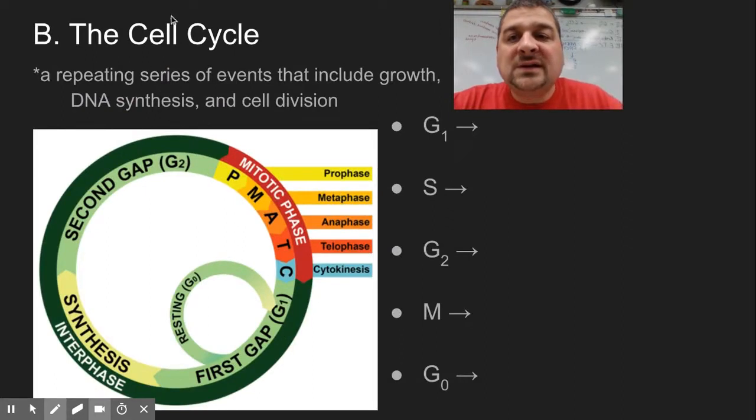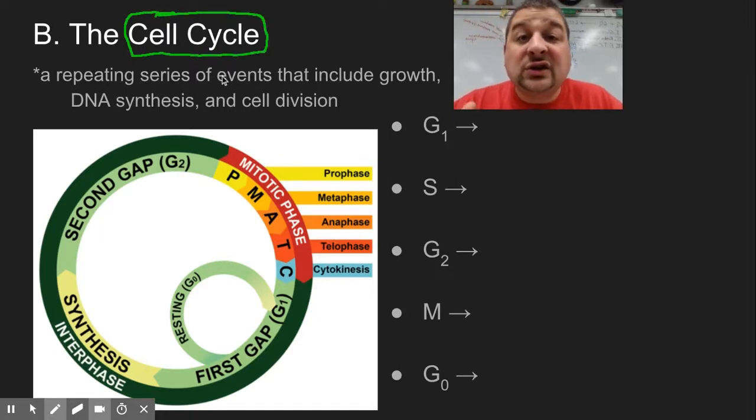Okay, one of the first things before we actually discuss division is this idea of a cell cycle, just the normal daily life or life pattern of a cell. Okay, so repeating series of events that include growth, replicating the DNA, and then actually dividing into two. So kind of the lifespan of a cell. We call it the cell cycle, and we give the stages names.